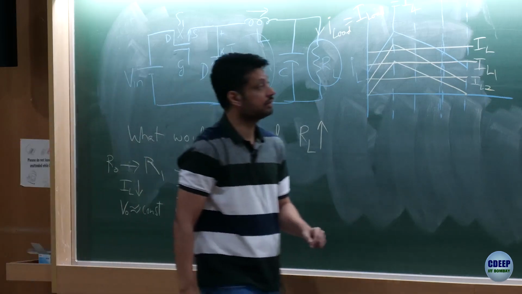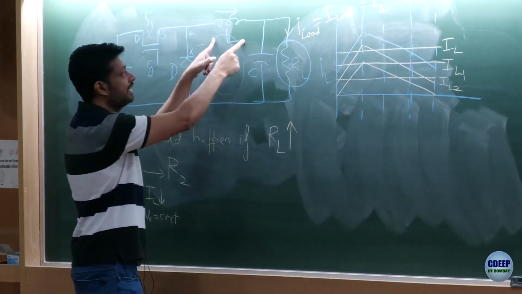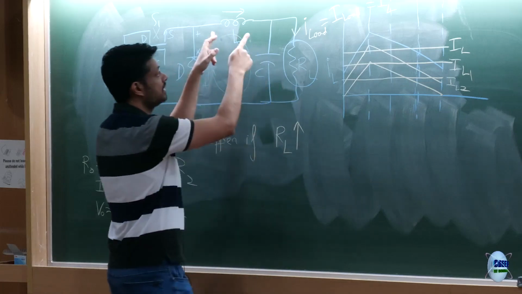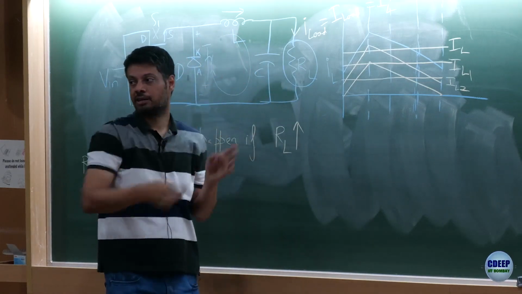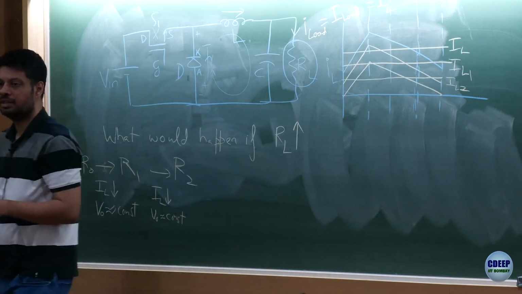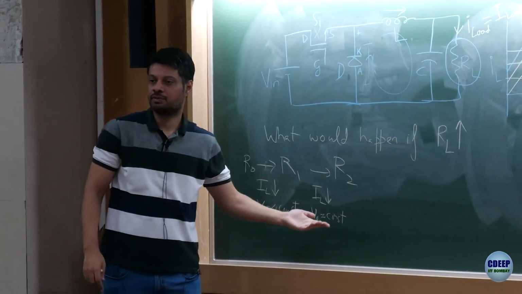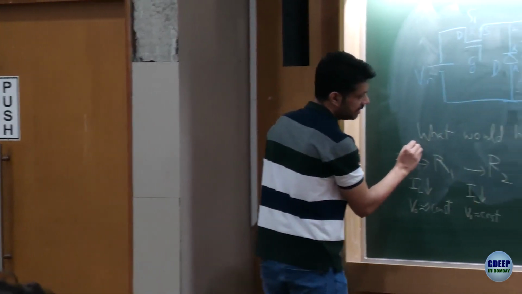Why? Because still for this region you have a positive voltage across the inductor, Vin minus V0. For this region you have a negative voltage across the inductor, minus V0. And if you apply the volt second balance, you would still get V0 by Vin equal to the duty cycle. So the voltage relationship remains valid, your duty cycle is constant. I am increasing the resistance.